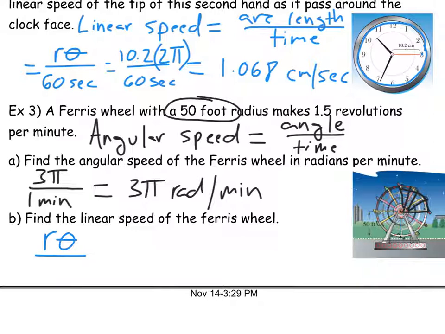This is still going to be per minute, but now I've got to switch over to feet. Okay, I've got the angle of 3 pi. I want to use the easier version of the formula, which is why I'm in radians. But I've got theta, and obviously I've got time here as a minute.